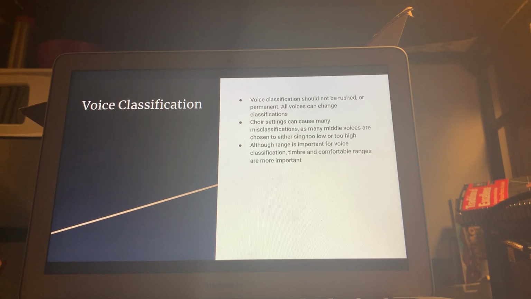And so range, although it's very important for voice classification, like if you can't sing certain tenor notes, you shouldn't sing tenor. But it's not just about the range, it's about your timbre and comfortable ranges. So yes, say a tenor can sing down to a low F or low E, but that's not comfortable.